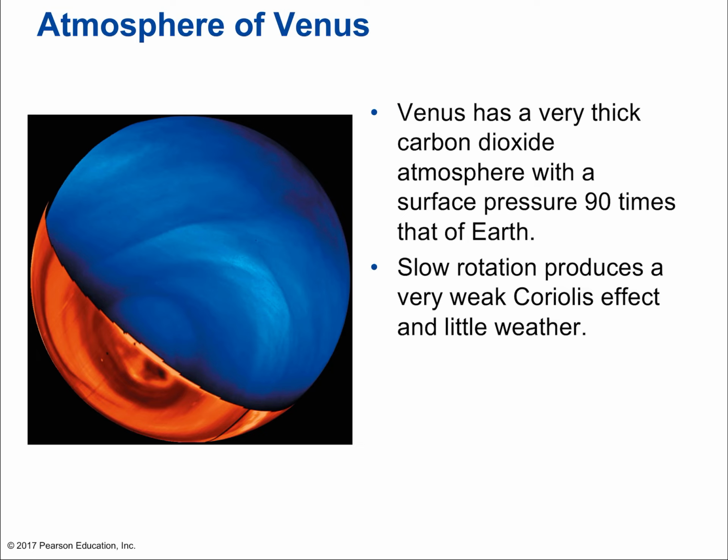That is so dense, and that's just from a gas. Right? You think about high pressure from a liquid. This is high pressure from a gas. Okay. The slow rotation produces a very weak Coriolis effect and little weather. So the atmosphere is incredibly stagnant. There's very little wind. There's very little movement of the atmosphere. It's this thick, stagnant atmosphere holding in an incredible amount of heat.